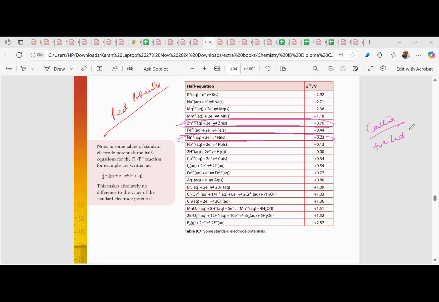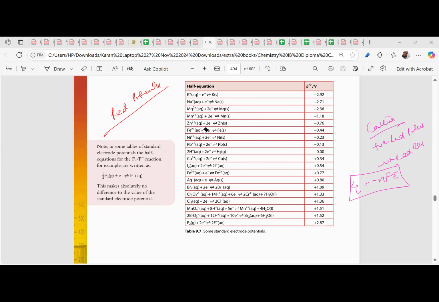Positive reduction potential or negative reduction potential? We have to use this formula, G is equal to minus nFE. For this reaction, what's the reaction? Reduction reaction. So which is more positive reduction potential to take for the cathode, or negative? What do you think? You take the positive one. More positive reduction potential. Understood?